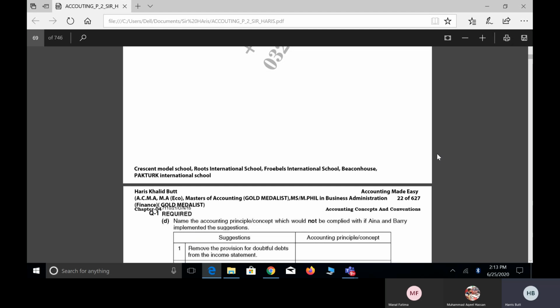Now we are moving from chapter 11 to chapter 16. We will do all chapters in one go, 11 to 16, because they all belong to books of prime entries. Books of prime entries are also called books of original entries.